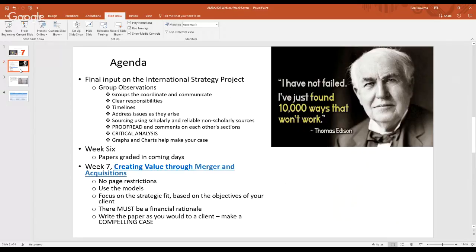You'll see in the outline of the paper and the objectives this week, the focus on the strategic fit and the objectives for your client. I really want to see you address the strategic fit and why. What does it mean to have a strategic fit? It's going to require a little in-depth research on the whole merger and acquisition front. So really take a look at that.